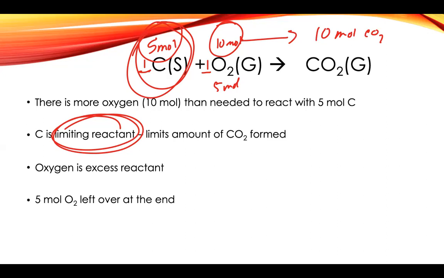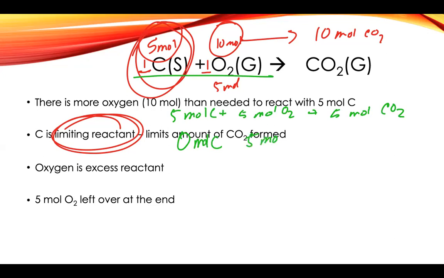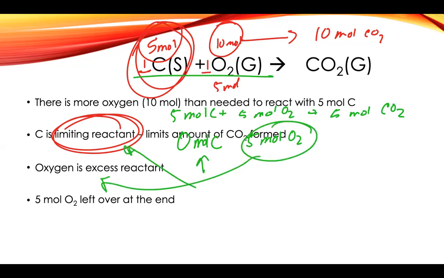So using this example, you've got 5 moles of carbon that react with 5 moles of oxygen to form 5 moles of CO2. After that, you have 0 moles of carbon left, but you have 5 moles of oxygen left. Carbon is the limiting reactant. Oxygen is excess.